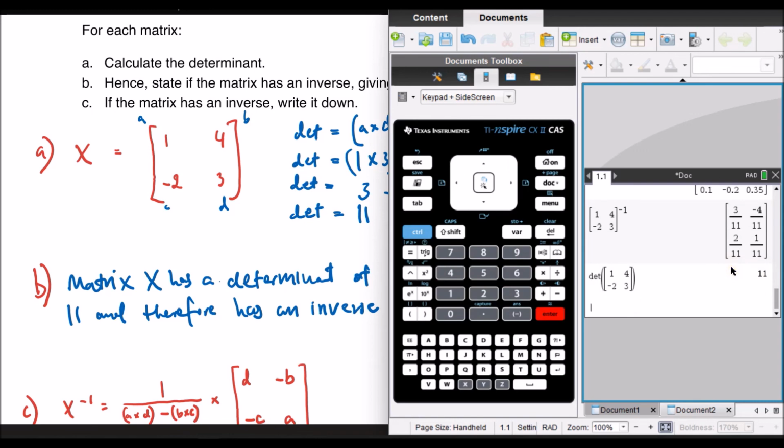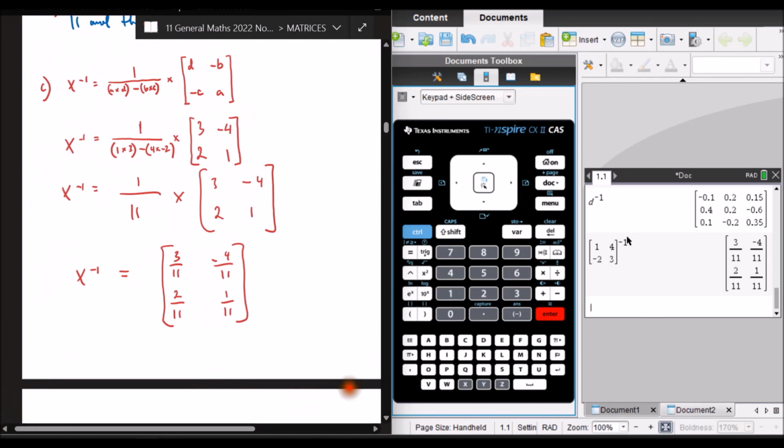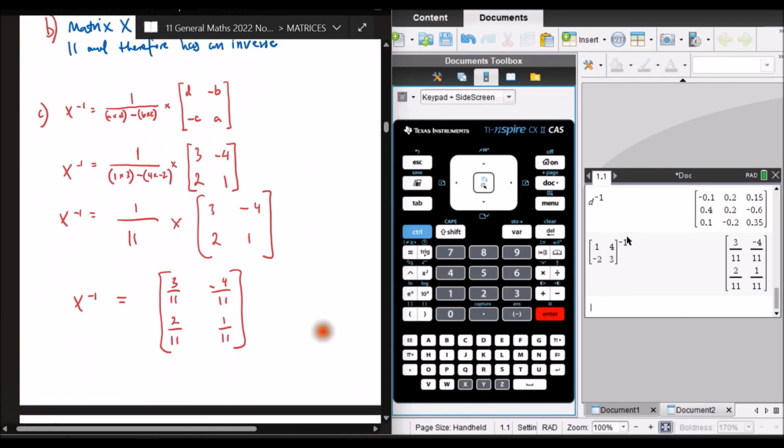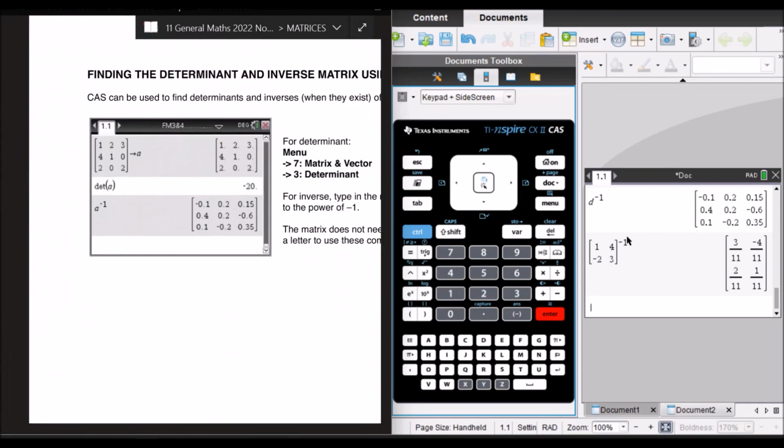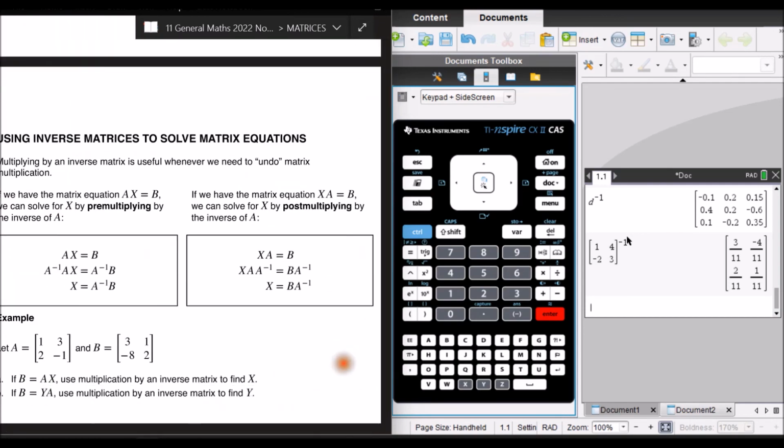But that's how we do it on the calculator. Okay, so you should be able to do it by hand, but later on there will be questions where you can do it on your calculator. All right, we'll skip this part.